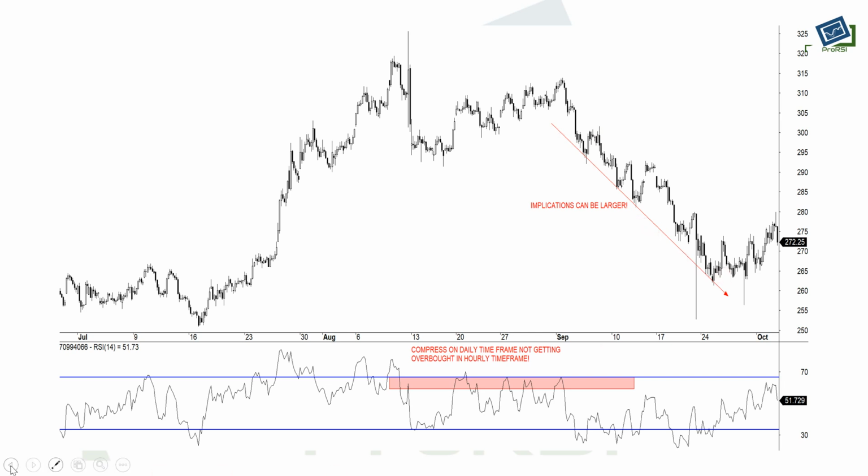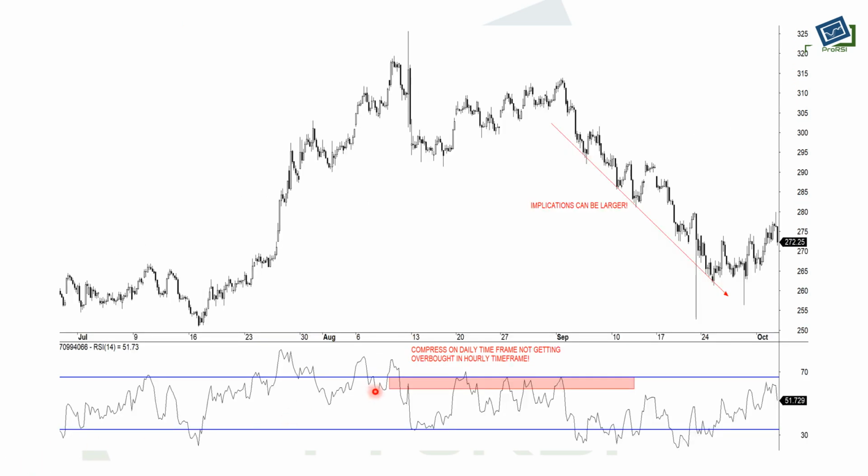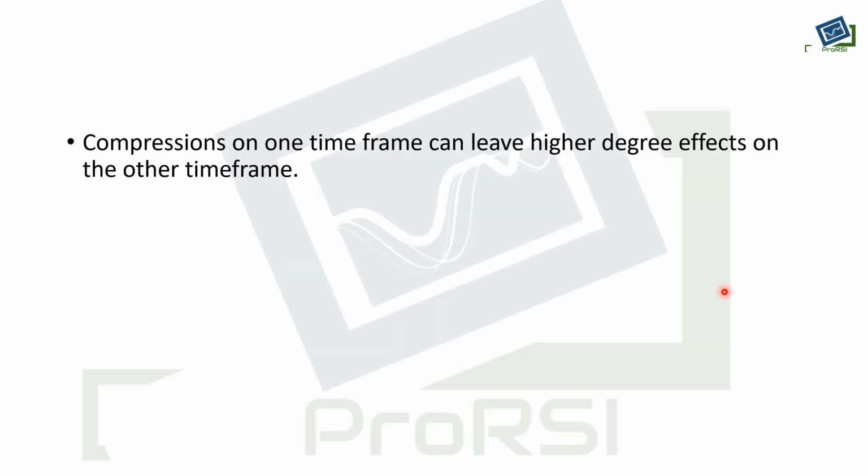Now let me repeat it again. On the daily time frame, when we see a compression on the daily time frame, we have to switch to the hourly time frame and see what RSI does on the hourly time frame. And on the hourly time frame, if RSI is not getting overbought, that means the weakness is very much persistent, and this type of movement will correct the stock or the index very heavily. Now compression on one time frame can leave higher degree effects on the other time frame.